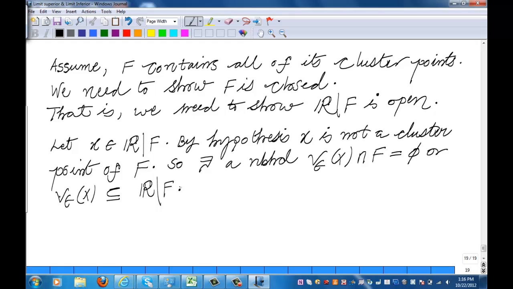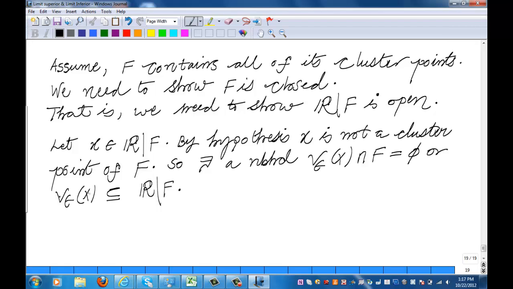If X is not a cluster point, remember, cluster point means every deleted neighborhood of X contains something from F. If it is not a cluster point, then there's got to be a neighborhood which cannot intersect F. That would mean that neighborhood should be outside of F. But the neighborhood means an open interval, right? So that tells you that if X is in there, then a neighborhood of X is also there. Okay, is that clear to you?